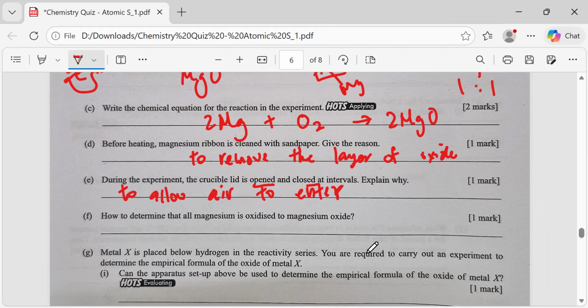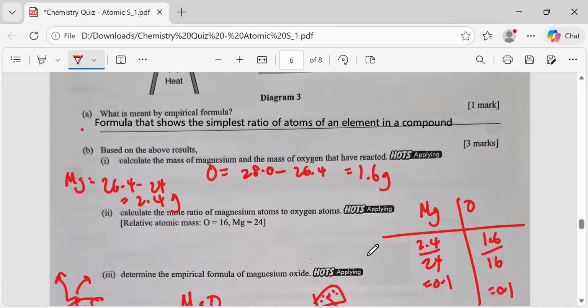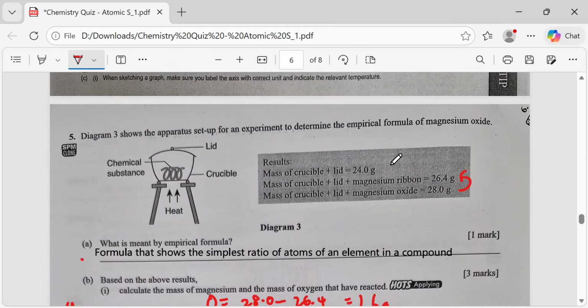How do you know all has reacted already? Until it becomes constant. If I weigh 24.0, 24.4, 26.4, I heat and get 27.8, do it once only, can? No, I have to weigh one more time, it becomes 27.9, can? No, I weigh one more time, 28.0, can? No. Teacher, this answer is 28.0. Okay, I know, is this the answer? What do you do? I heat again, weigh again, 28.0. Now constant already, that means no more reaction.